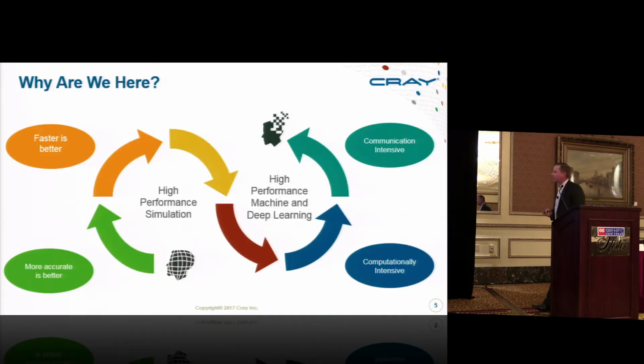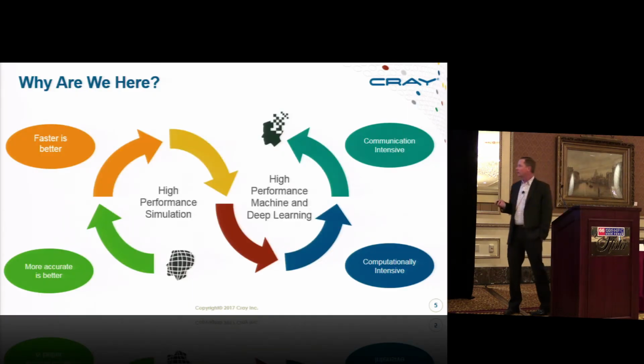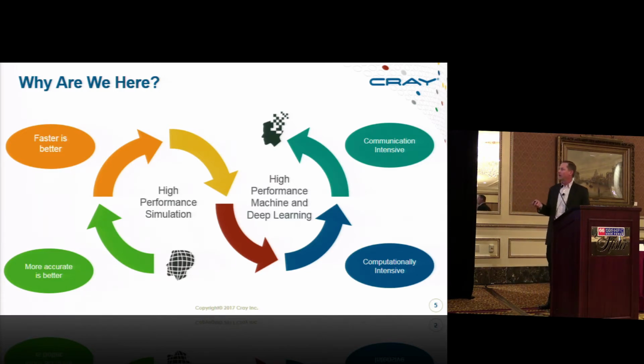So why are we here? Faster is better. I think we'd all agree with that. But it's also communication intensive. More accurate is also better, but that's computationally intensive. When we look at what we do within HPC around high-performance simulation, a lot of those same core tenets apply for high-performance machine learning and deep learning.